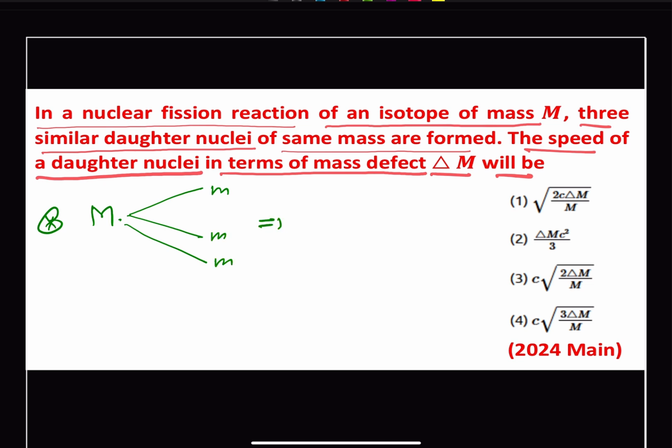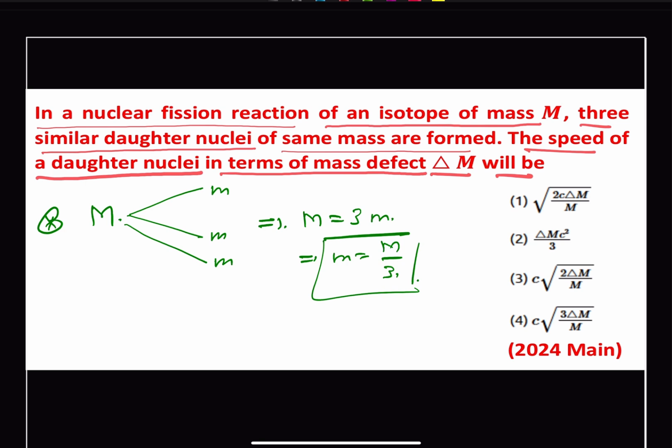So therefore we can write that capital M will be equal to 3 times small m, and we can say small m will be equal to capital M divided by 3. And the mass defect is said to be delta m.